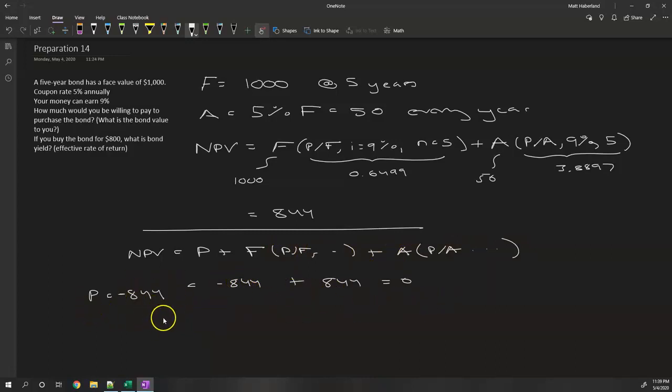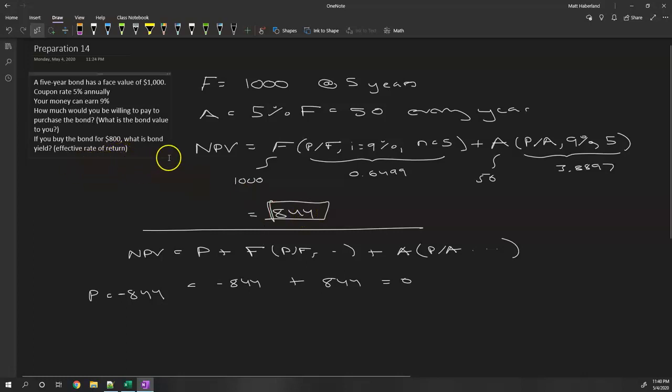If we paid less than that, then we're going to have here in this calculation, it's going to be better than our 9% opportunity. If we pay more than $844 for that, then we're going to have a negative NPV in this case. It's going to be worse than our typical 9% opportunity. So here is the answer here. This here is just a calculation to show you why this is the amount we should be willing to pay for that bond. So if you buy the bond for $800 instead of $844, what's the bond yield?